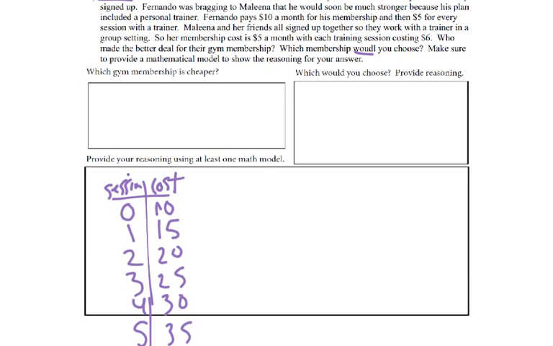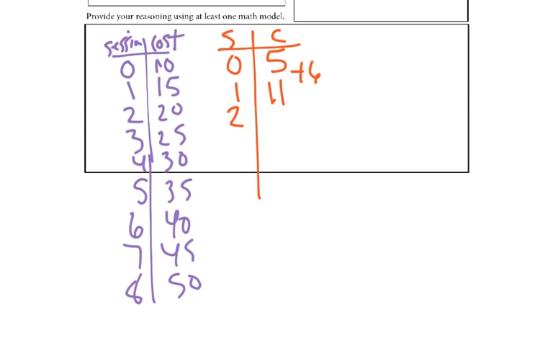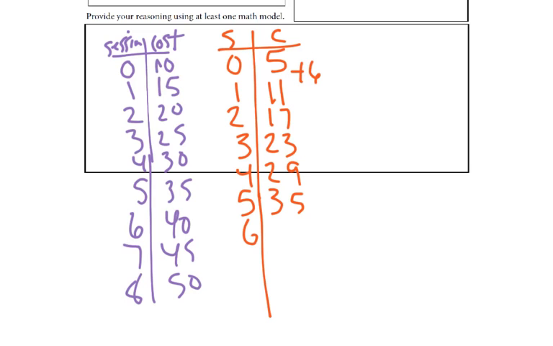Okay, now that's Fernando. Now Melina, same idea. Okay, if she doesn't go to a training session, it's only 5. But if she does, we're adding 6, right? So it'd be 11. So 2 sessions, 17, at 3 sessions, 23, at 4 sessions, 29, at 5 sessions, 35, at 6 sessions, 41, 7, 47, 8, 53.